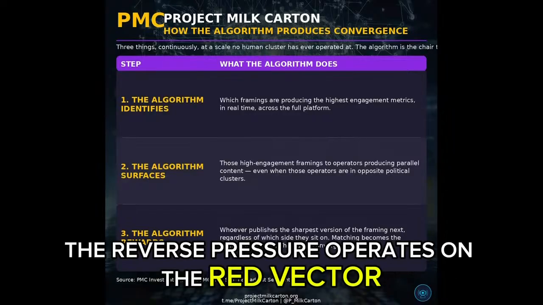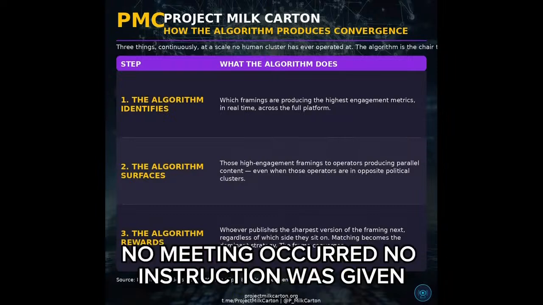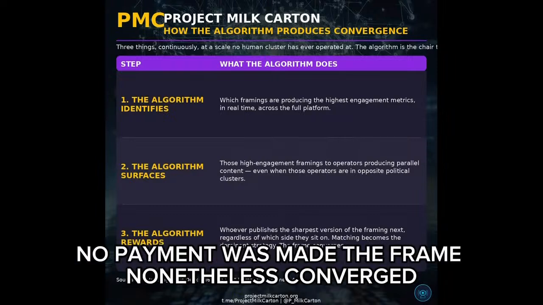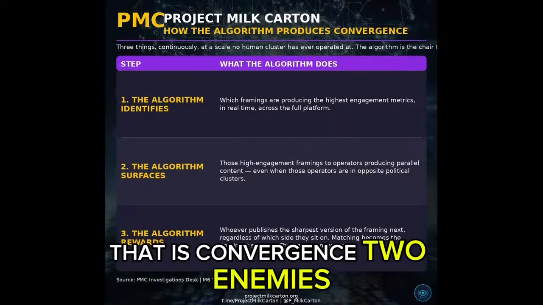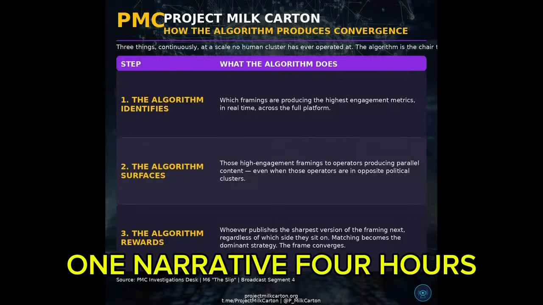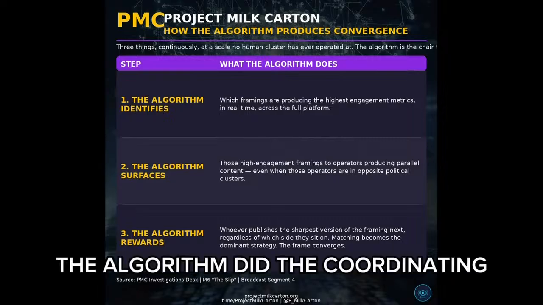The reverse pressure operates on the red vector. No meeting occurred, no instruction was given, no payment was made. The frame nonetheless converged. That is convergence. 2 enemies, 1 narrative, 4 hours. The algorithm did the coordinating.